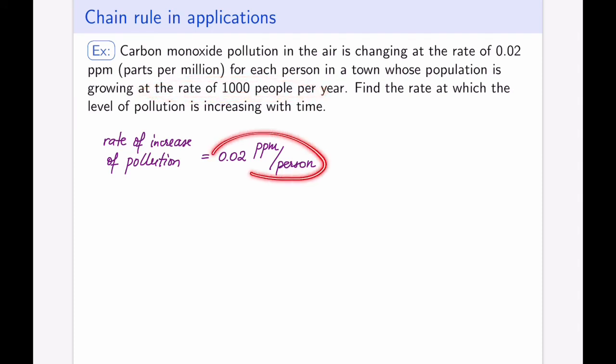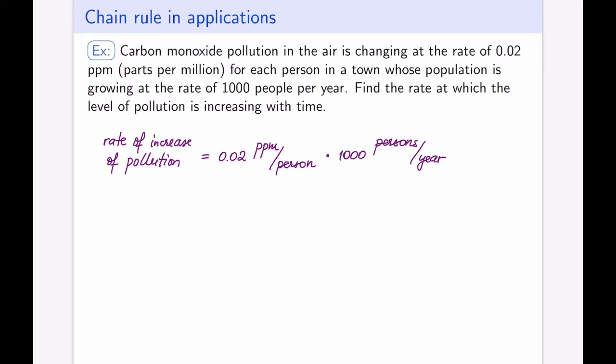So the pollution per person is then multiplied by the number of people contributing to that pollution, right? This happens per person. And how many people are there? Well, there are however many people there are, and they're increasing at the rate of 1,000 people per year. Or let's call them persons, just to keep English the same. Persons per year. So what do we have here in terms of units?